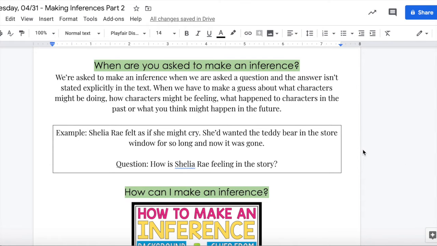Okay, so I've given us a really short example of a passage. It's only 2 sentences long. And then I've given us an example of an inference question. Okay, here's the example. Sheila Ray felt as if she might cry. She'd wanted the teddy bear in the store window for so long, and now it was gone. And now here's the question that's going to ask us to make an inference. The question is, how is Sheila Ray feeling in this story?